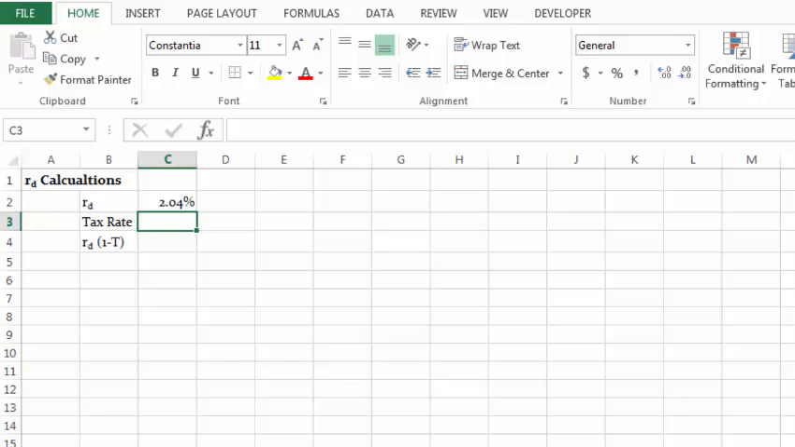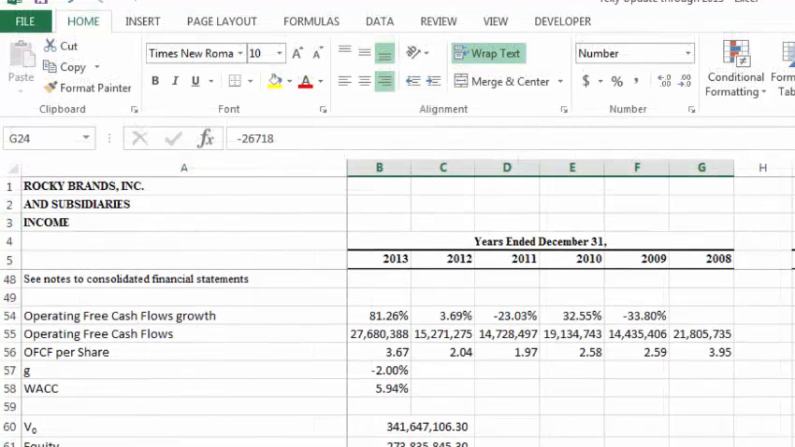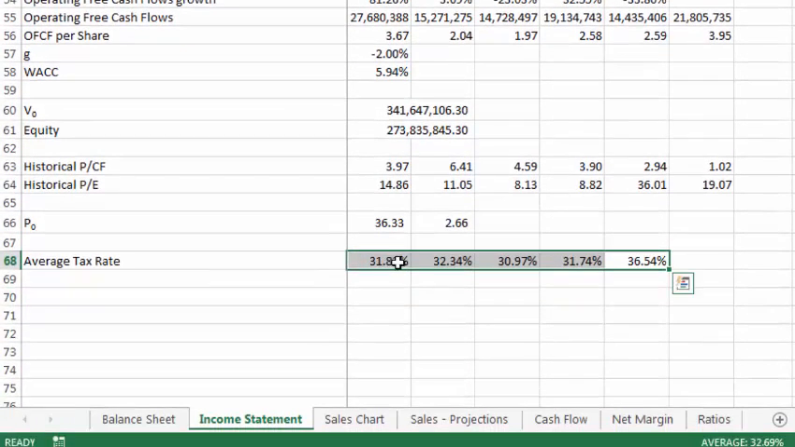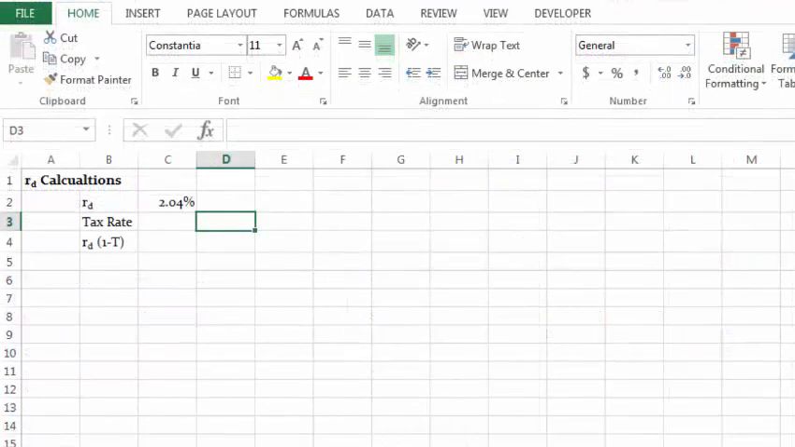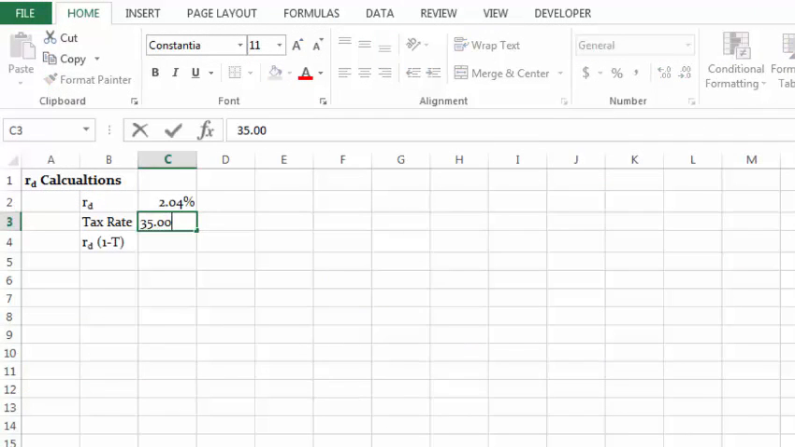My tax rate, I've actually calculated a couple of times. It's the average tax rate. I really should be looking at the marginal tax rate. My average tax rate is found right down here at the bottom, highlighting all of them and looking at the very bottom, and it says 32.69%. I'm going to estimate it using a 35% rate, therefore, because it will be a little closer to the marginal tax rate. So in this case, I'm going to say 35.00%.